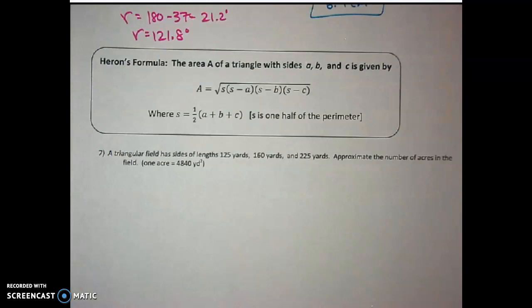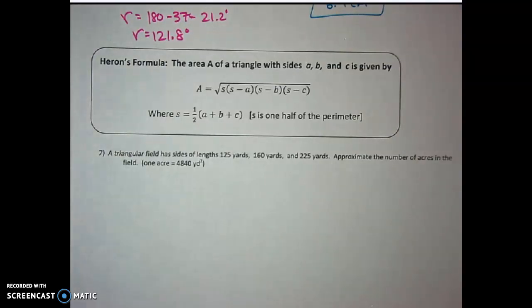Heron's formula also allows you to find the area of a triangle, except you only need the 3 side lengths. This is extremely useful, especially in property. So as example 7, I'm given a triangular field with side lengths of 125 yards, 160 yards, and 225 yards. I want to know how many acres I would have, and you're given the conversion for the acres.